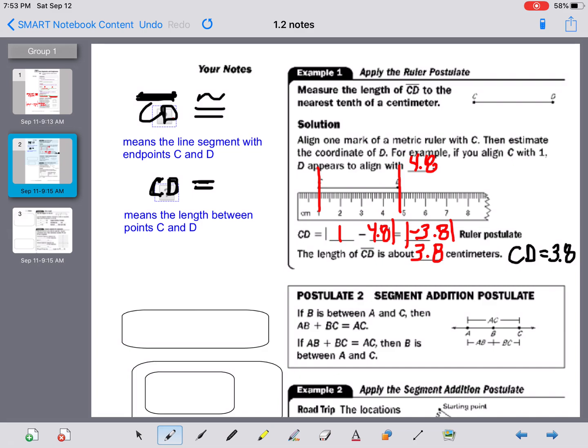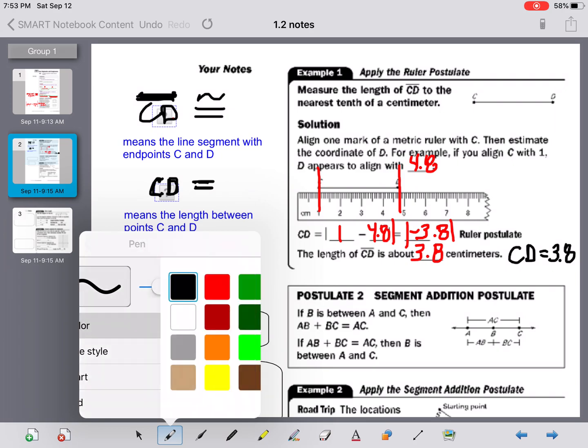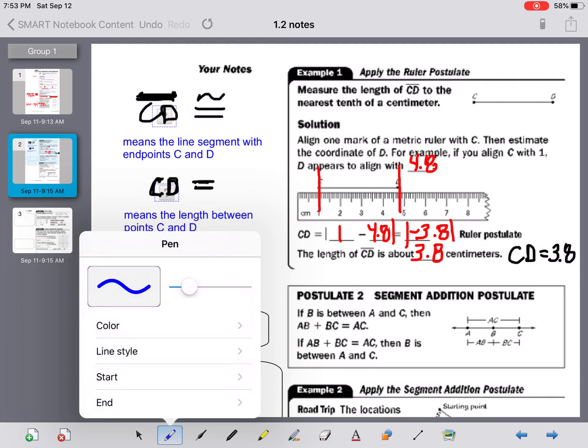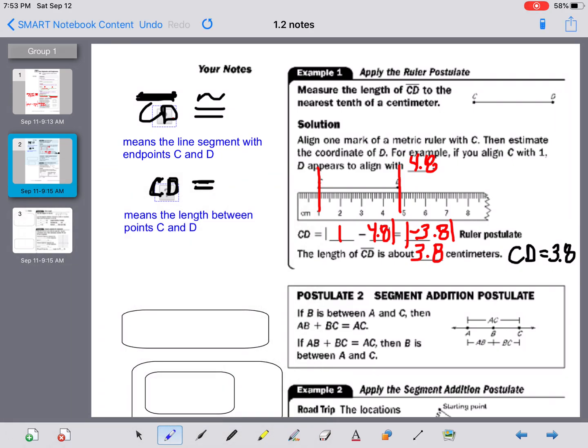Okay, so it's super important that you realize the difference in the notation: without the line, I want a number, but with the line, it's going to be congruent to something. All right, our second postulate, postulate 2 here, talks about the segment addition postulate.